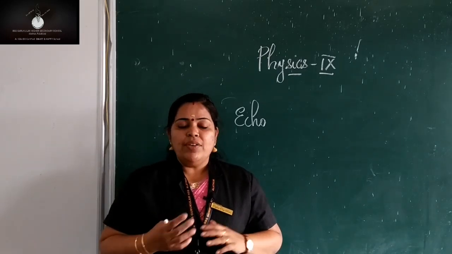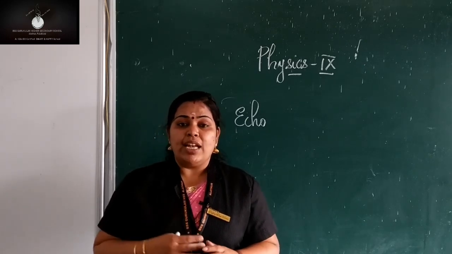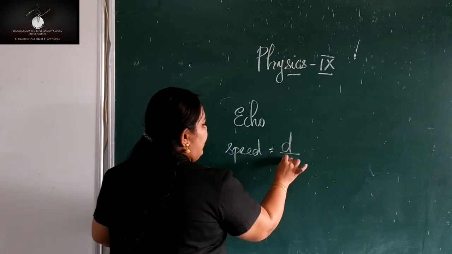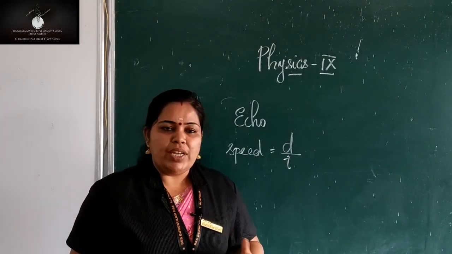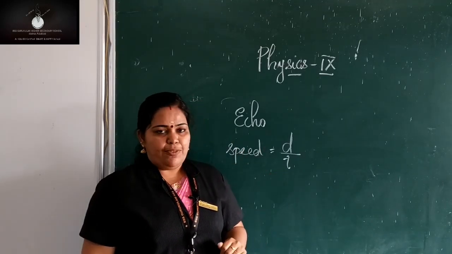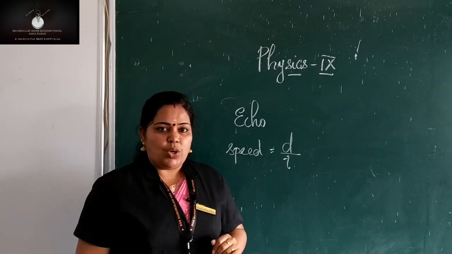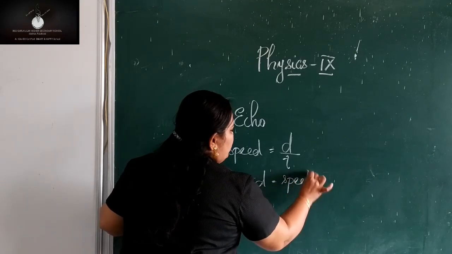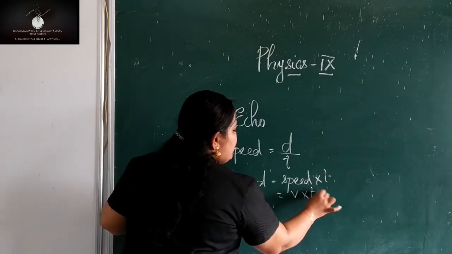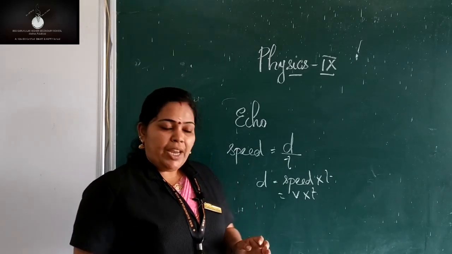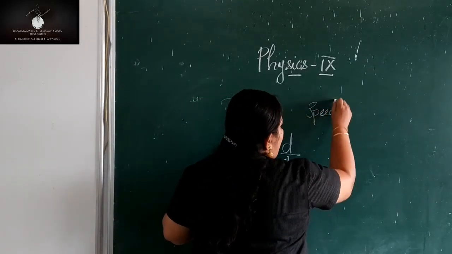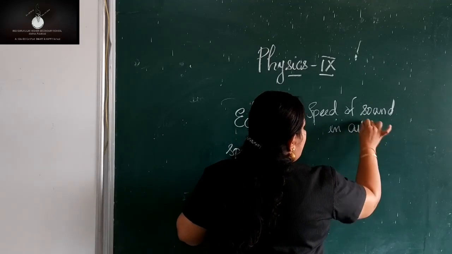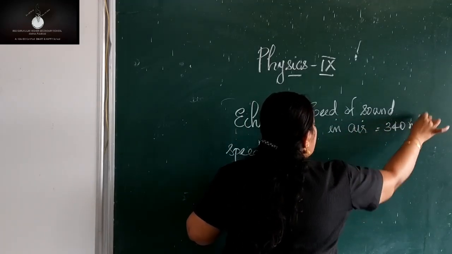Let's see. Already we know the formula to calculate speed is equal to distance by time. Minimum distance between the listener and the reflecting surface to hear the echo. Okay, so from this we can write, therefore D is equal to speed into time, V into T. And what is the speed of sound in air? Speed of sound in air is equal to 340 meter per second.